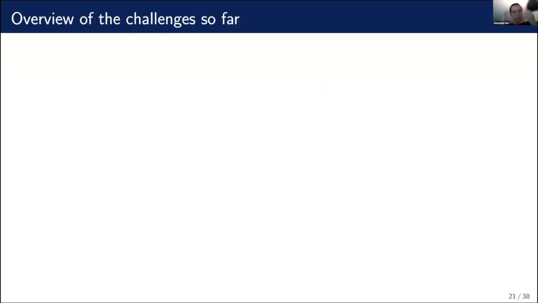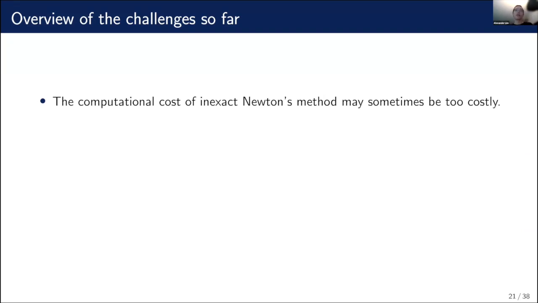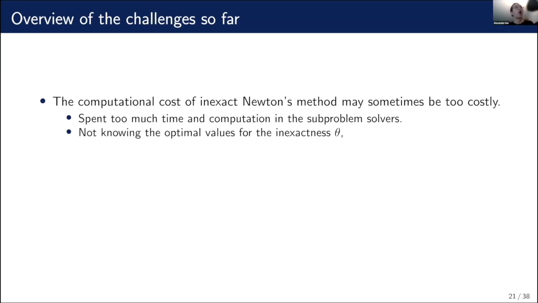Okay, so let's do a quick recap, an overview of the challenges that I just described. First, the computational cost of inexact Newton may be too costly. That is true for the oracle calls and the time span. The reason is simply that we spend too much time in the inner solvers, trying to solve the Newton system, the linear system, to a particular accuracy before we take the step to the next iterate. On the other hand, we do not know what the optimal inexactness is. If you set it too small, you spend too much time. If you set the inexactness too large, close to 1, you might underutilize the Hessian.